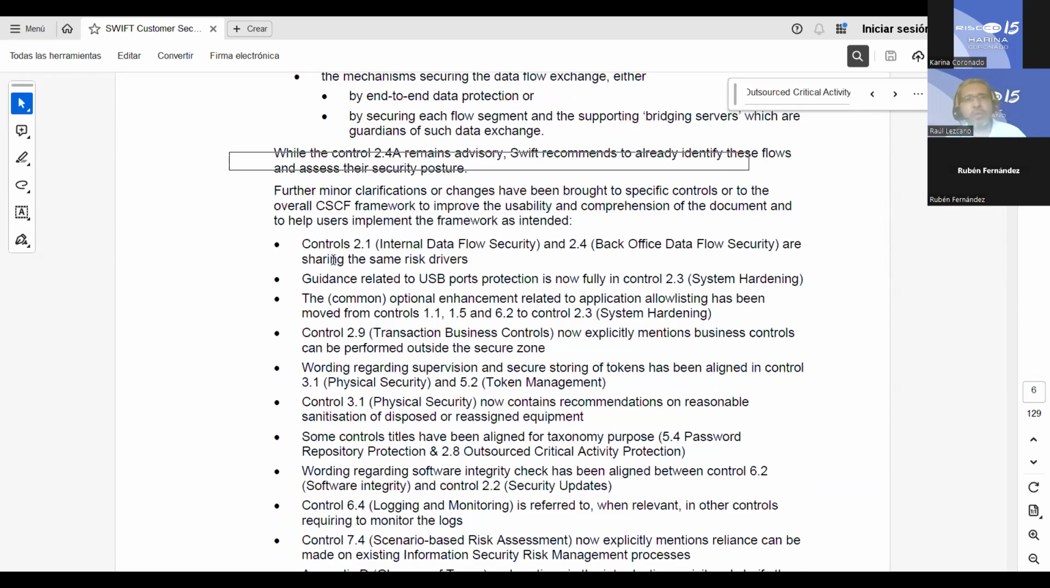For example, taking just this one, control 2.1, internal data flow security. The change they are making is that the same criteria from 2.4 applies to 2.1. The guidance on USB ports, movement of some words, interchanging some applicability between one control and another is more or less the changes that I have seen in the list of minor clarifications.